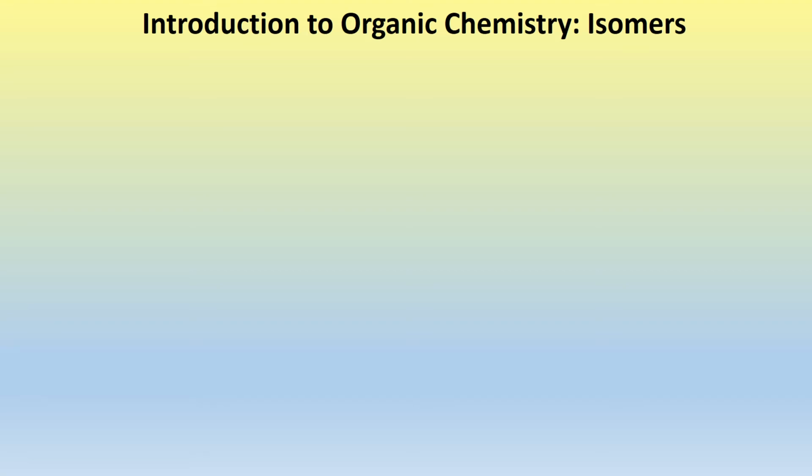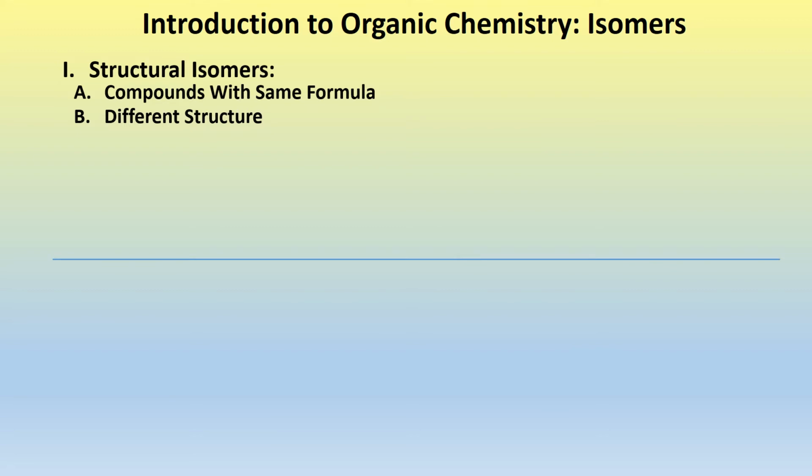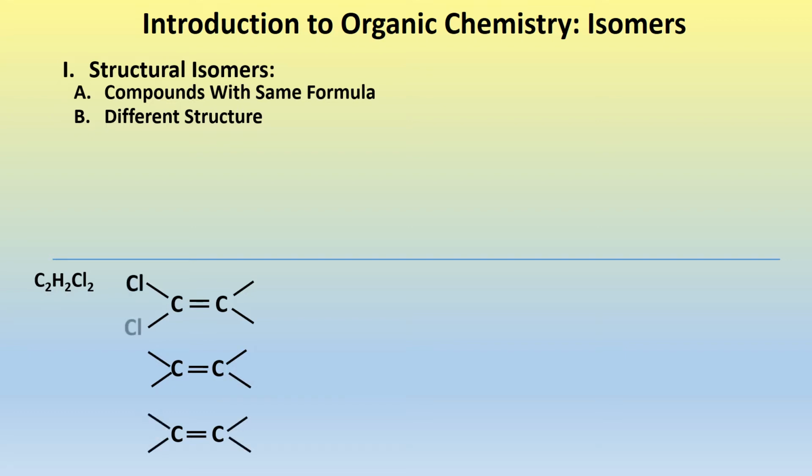We will now continue our introduction to organic chemistry by looking further at isomers. You have already seen that there are things called structural isomers, compounds with the same formula but different structures, essentially coincidences. Look further at the compound C2H2Cl2. As you can see, this is a double-bonded carbon with 2 chlorines and 2 hydrogens, which can be drawn in one of 3 different ways. Therefore, there are 3 structural isomers.